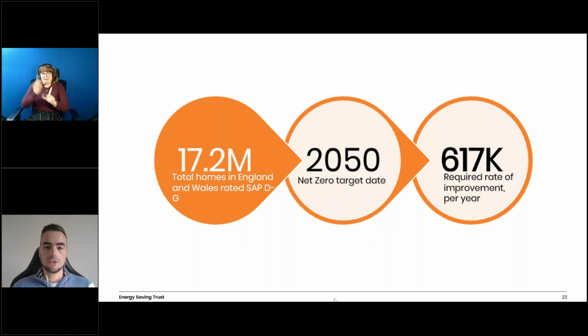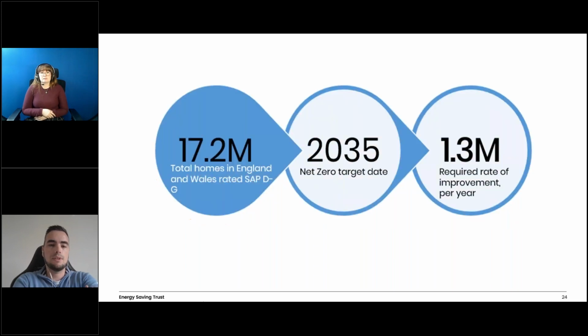And I thought, just to contextualize why we're doing this and how we're supporting our clients, we have a huge challenge in the sense that if we're looking to be net zero by 2050, the current rate of development of properties needs to be 617,000 properties every single year. And if we get a bit more ambitious and look for a target date of 2035, obviously the number significantly jumps up. So it's the right time now to be taking action. And fortunately, there are multiple services out there that can help you to do that.